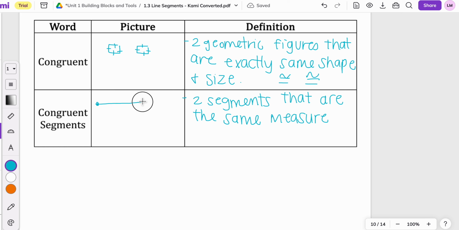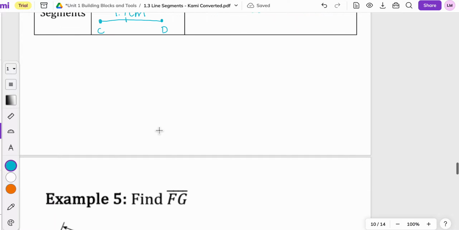Maybe I have line segment AB, and I have a tick mark in here and it says 1.7 centimeters. And then maybe I have segment CD. Also going to have one tick mark, also representing 1.7 centimeters. So as long as you have a matching tick mark, that usually can indicate the same measurement here.